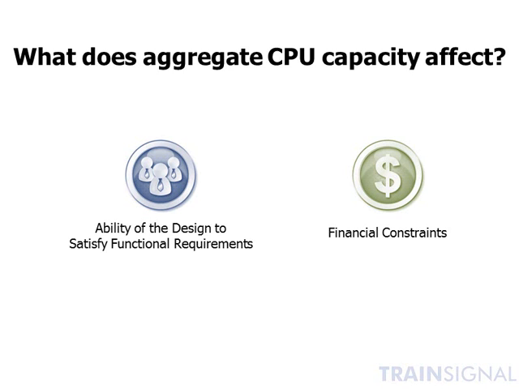Aggregate CPU capacity also affects the financial constraints. Recall that in another lesson in this course, we talked about how pretty much every project is going to have financial constraints because every organization ends up with having a budget, and therefore specifying too much aggregate capacity might exceed the budget for the project. We might not be adhering to the financial constraints that have been put before you in this particular project.